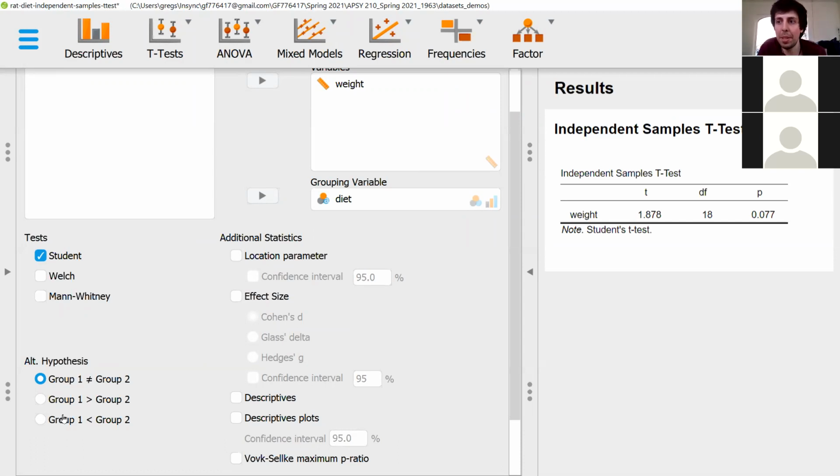And if you recall from this problem that we've been working with today, we've been assuming that we are doing a one-tailed test. And specifically, we assume that group 1 is going to be less than group 2.